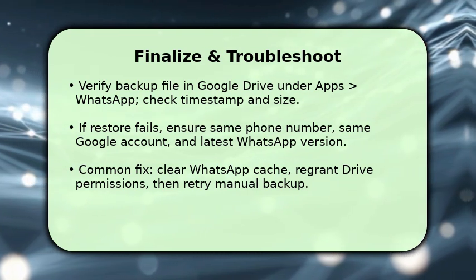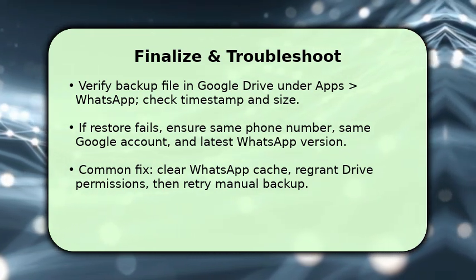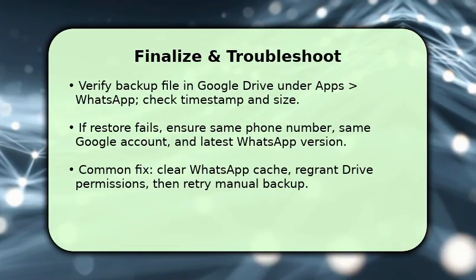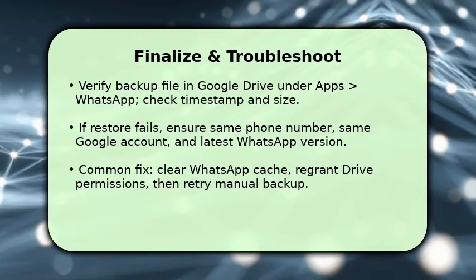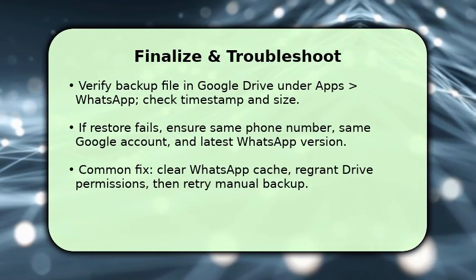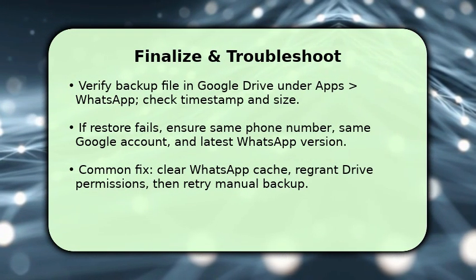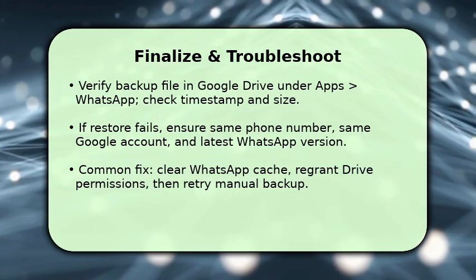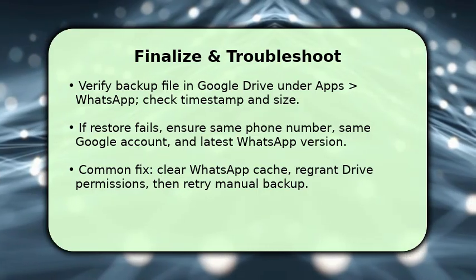When restoring, make sure you use the same phone number and Google account and that WhatsApp is updated. Mismatches block restores. If something goes wrong, clear WhatsApp cache, regrant Drive permissions in Android settings, and run another manual backup. If errors persist, check Drive storage, reboot the phone, and repeat the backup to resolve transient issues.